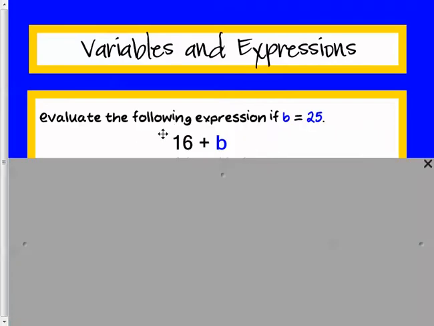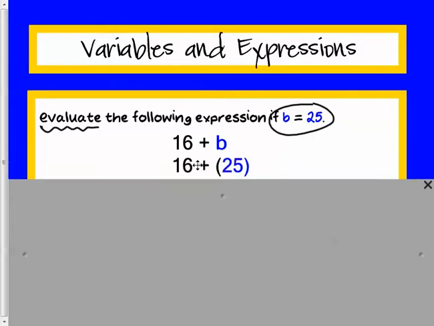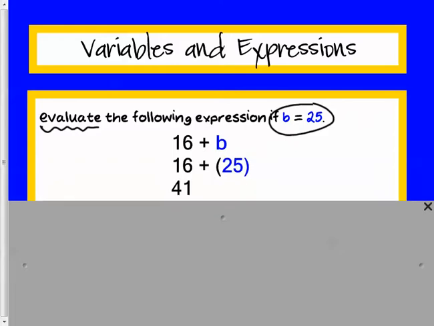If we have a question like this where they ask us to evaluate the following expression and what they want us to do is plug in 25 for b. So write this one down, 16 plus b. My first step is going to be to substitute the b for 25. So I put it in parentheses, 16 plus parentheses 25. The reason why I put parentheses around it is so that I remember that this was the thing that I plugged in for b. Now we can just straight up add. 16 plus 25 gives us 41.